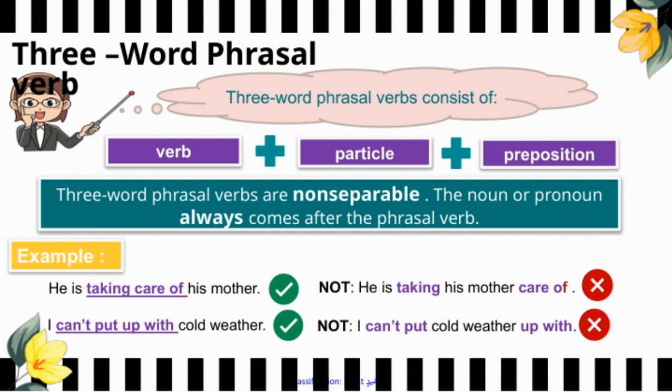Notice that with three-word phrasal verbs, the noun or pronoun always comes after the entire phrasal verb. This is a key point because three-word phrasal verbs are non-separable, meaning you can't insert anything in between the parts. The preposition, the particle, and the verb stay together, and the object always follows at the end. So, understanding how these three-word phrasal verbs work helps you use them correctly and makes your English sound more natural. Remember, the main takeaway here is that the object always comes after the whole phrasal verb when it's a three-word form.